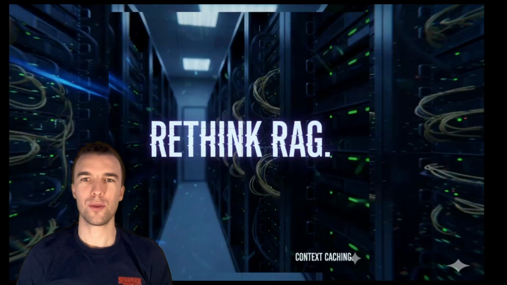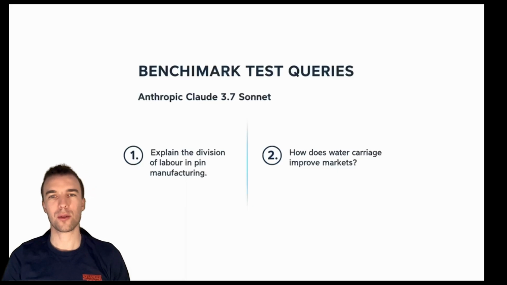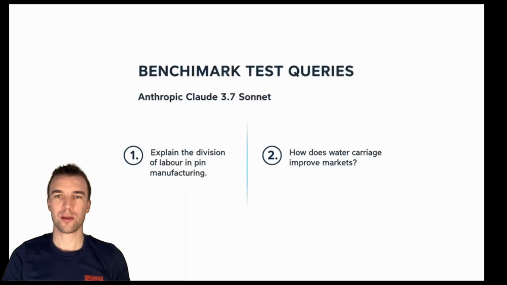Many AI engineers use RAG as their standard, but what if it's not the most optimal solution? Today we're going to compare RAG and context caching. We're going to test two queries with Anthropic Claude Sonnet. We're going to compare cost, performance, and accuracy.